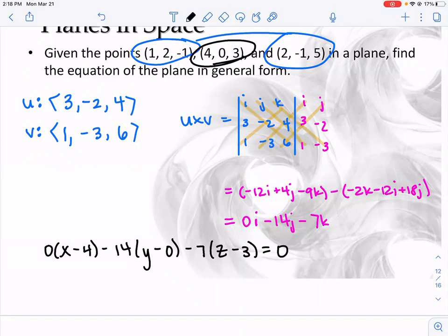Now, whether we set this up with this vector and 4, 0, 3, this vector and 1, 2, -1, or maybe you get the vector 0, 14, 7 and you choose it, it doesn't matter. When we go and find the general form, it's gonna be the same no matter what.